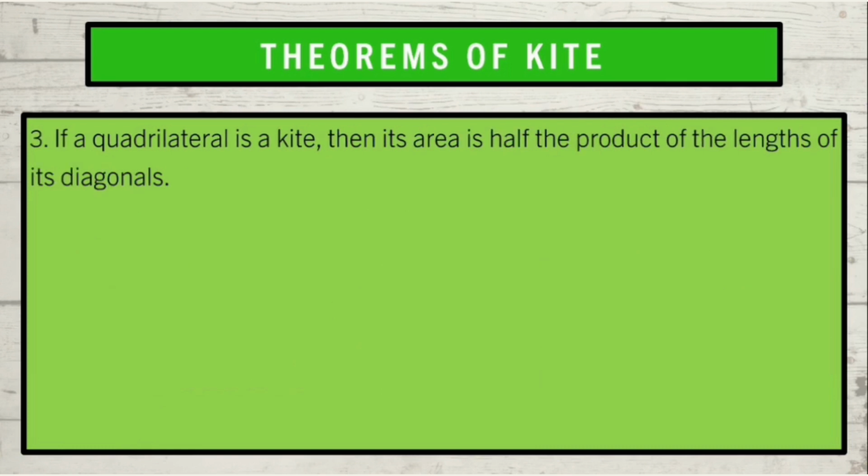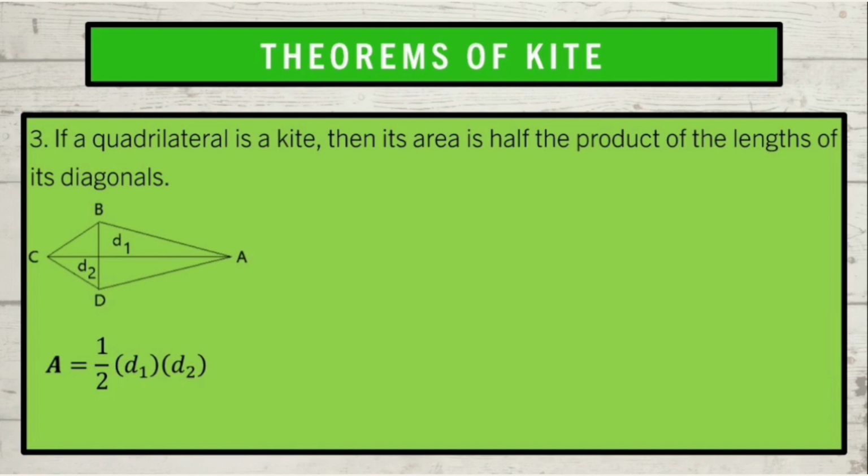It states that if a quadrilateral is a kite, then its area is half the product of the lengths of its diagonals. So if you draw kite BCBA, the diagonals are segment CA and segment BD. And to get the area of a kite, multiply the lengths of the diagonals and divide it by 2. Now, let's see that vividly. Let us have an illustrative example.